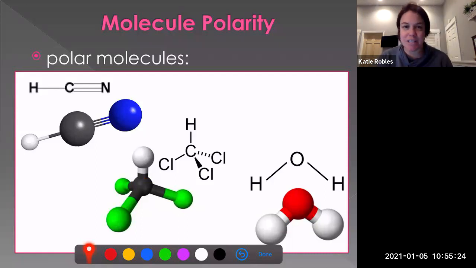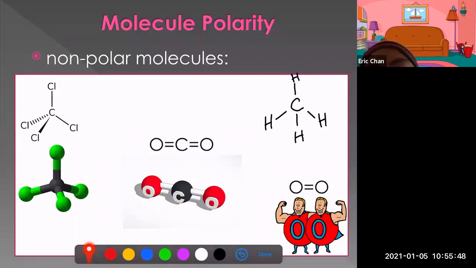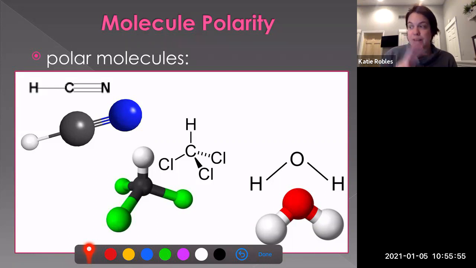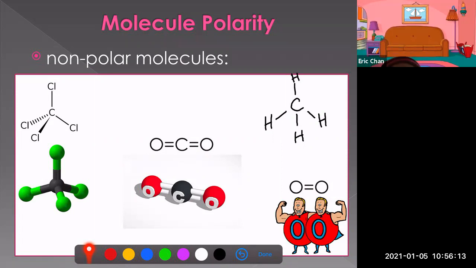Anybody got an idea of how you can tell the difference between polar and non-polar molecules? Oh, Eric, you got an idea? Is that you raising your hand? I don't know. Is it the bonds that they're showing? Like HCN, the little lines that they're showing, how they're bonded? Well, that's a good observation. We call this a triple bond. These are all single bonds. Over here is double bonds. So it actually doesn't matter whether it's double or triple or single bonds. You can have polar things with double or triple or whatever.